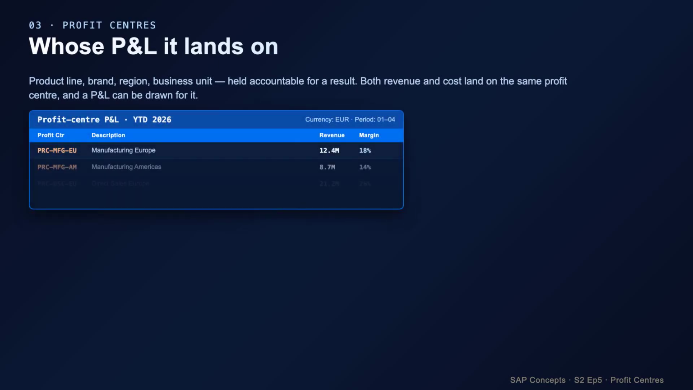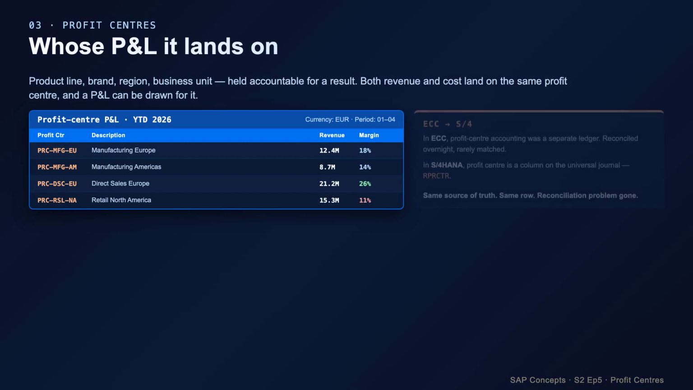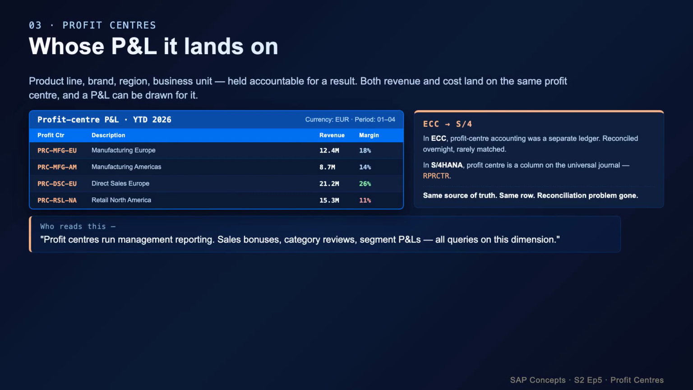If cost centers are about where cost lives, profit centers are about whose P&L it lands on. A profit center represents a segment of the business held accountable for a result, a product line, a brand, a region. Both revenue and cost land on the same profit center, and a P&L can be drawn for it. In ECC, profit center accounting was a separate ledger, reconciled overnight, rarely matched. In SAP S/4, profit center is a column on the Universal Journal, same source of truth as finance. The reconciliation problem disappeared.